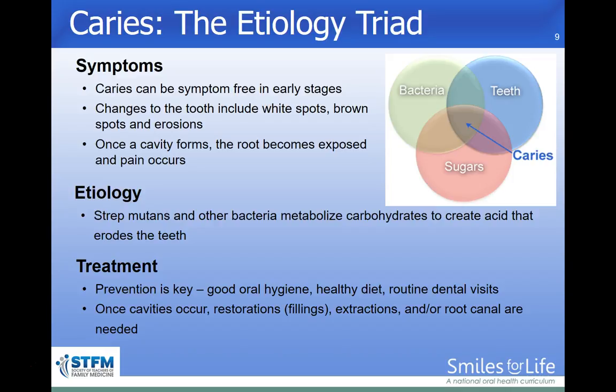Prevention is the key. Good oral hygiene, which includes twice-a-day brushing and daily flossing, proper diet, which includes no sugar between meals, and dental visits twice a year for cleanings, examinations, and x-rays as needed. If cavities exist, restorations such as fillings, extractions, or root canals may be needed depending upon the degree of the disease. And again, root canal is the cleaning out of the center of the tooth to preserve its integrity and save the tooth.